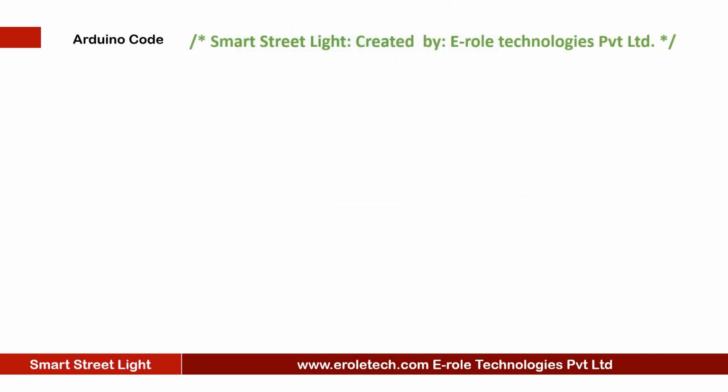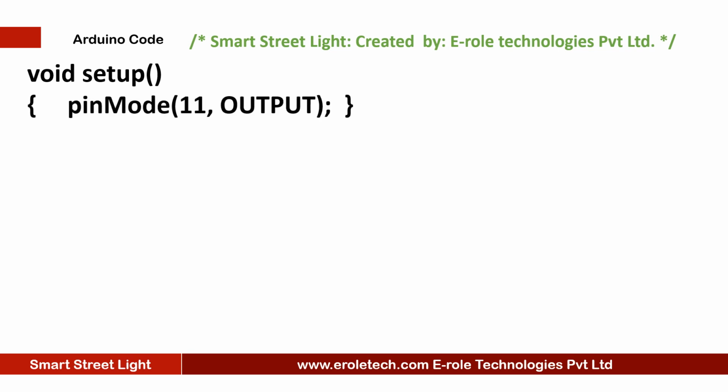This is the code of this project. Void setup is a function that we create at the top of each program. Inside the brackets is the code we want to run once, as soon as the program starts running. In this project, we will give high or low signals to the LED connected at pin number 11. So we will make pin number 11 an output pin.